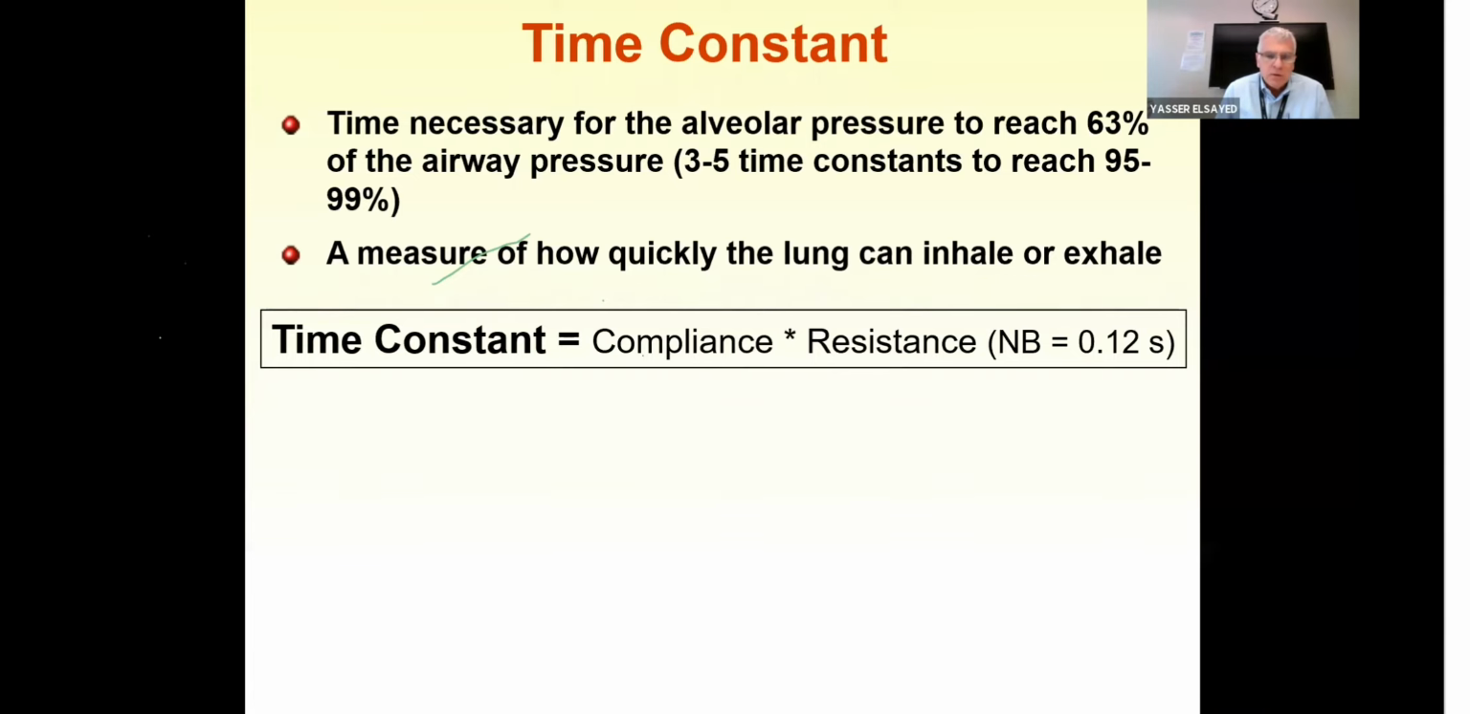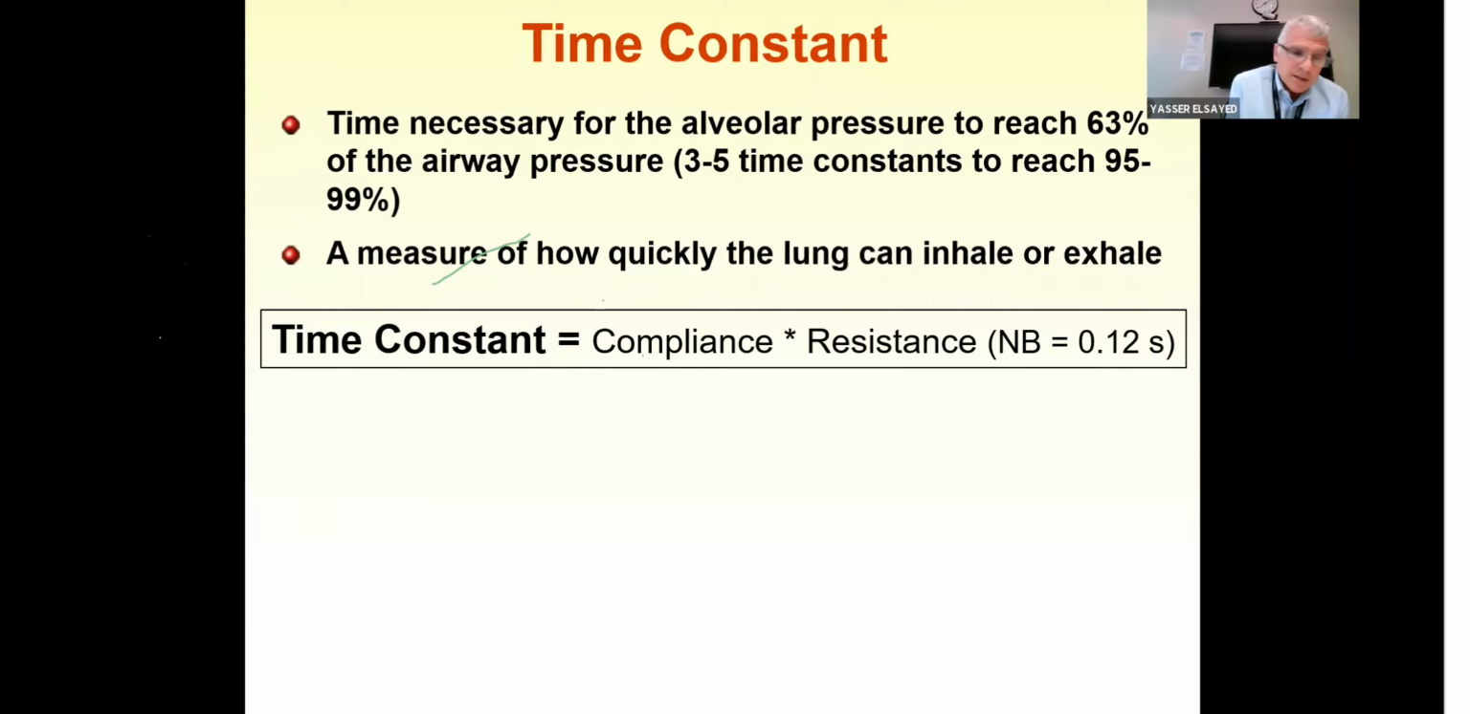You can put a baby on high frequency ventilation using very short TIs and very short TEs, and you're not going to get air trapping very easily. Why? Because the time constant in a baby with RDS is very, very short.